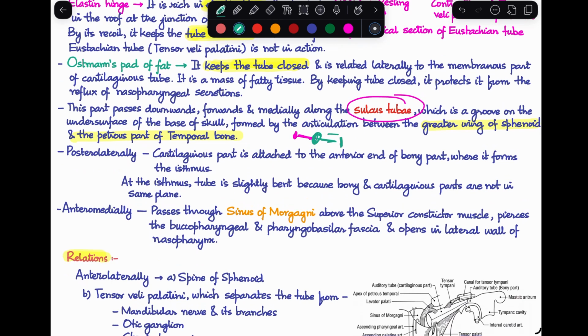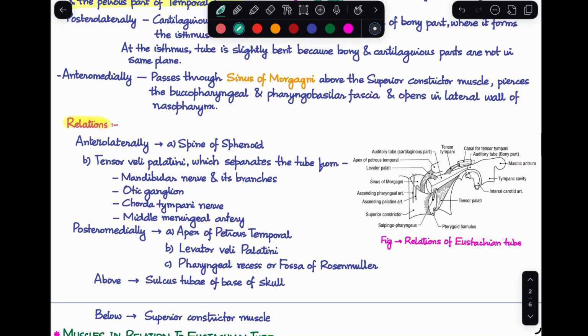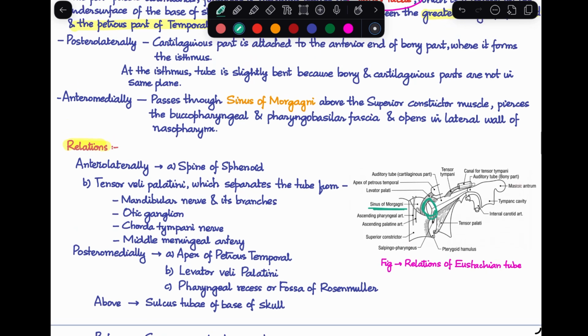Anteromedially, as the fibrocartilaginous part proceeds, it passes through the sinus of Morgagni. If you look at the image here, this is the sinus of Morgagni, and you can see that the tube is passing through the sinus of Morgagni right above the superior constrictor muscle. If you remember the anatomy of the pharynx, you'll be able to remember this. I have separate videos on that. You can check it out there.